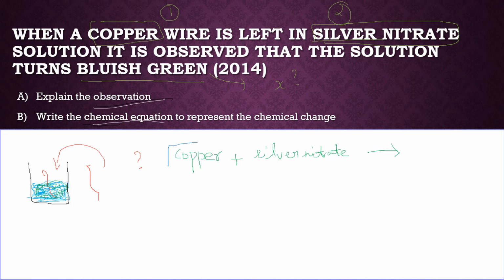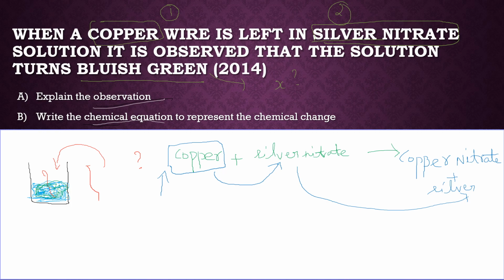Here we have to understand the reactivity of the elements. When you compare to silver, copper is more reactive. Copper is more reactive. So what copper does is it displaces the silver and takes its place. So now the silver is left alone. The products formed are copper nitrate, and along with that, silver is also formed. Now we have to convert this word equation into a normal equation.